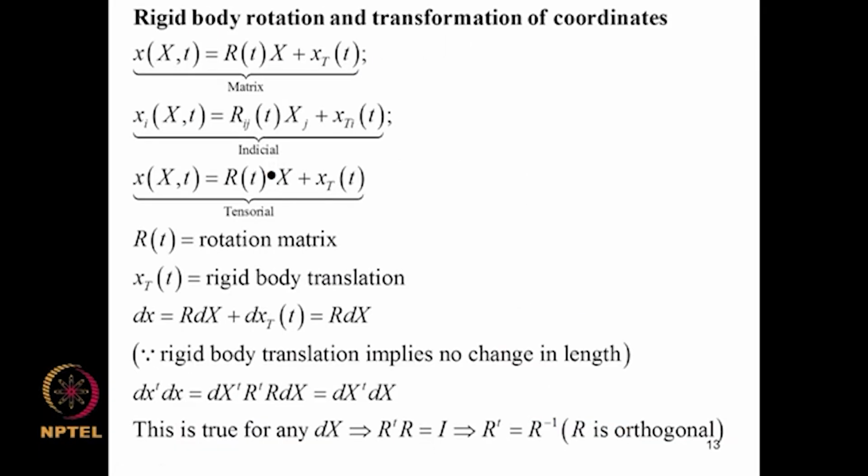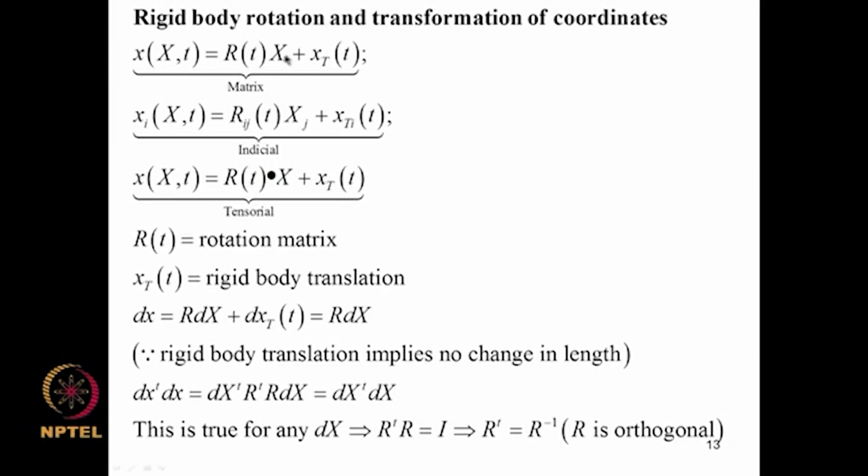I mentioned in the previous lecture that rotations play a crucial role in analysis of nonlinear systems. So, let us consider a displacement field where there is a rigid body translation and a rotation. This R matrix is a rotation matrix. So, this relation is expressed in matrix form here, indicial form here and a tensorial form as shown here. This R(t) is a rotation matrix, x_t(t) is a rigid body translation. Now, from this equation if I find dx, it will be R dX plus dx_t(t). dx_t(t) is 0 because a rigid body translation is the same for all points, therefore, this is R dX.